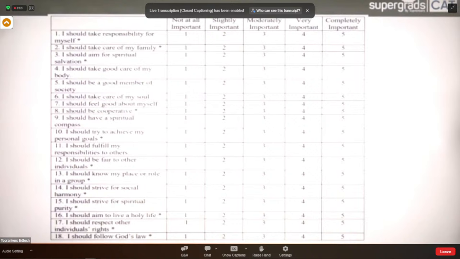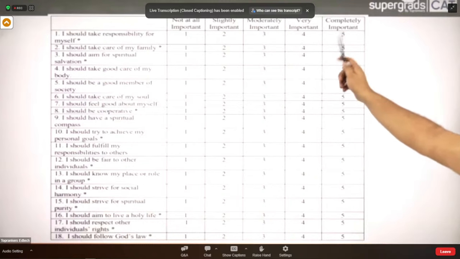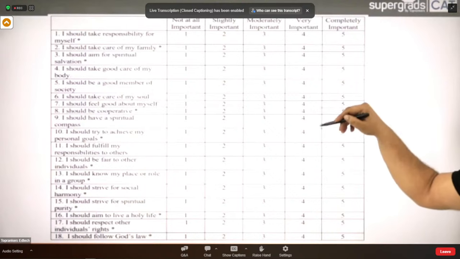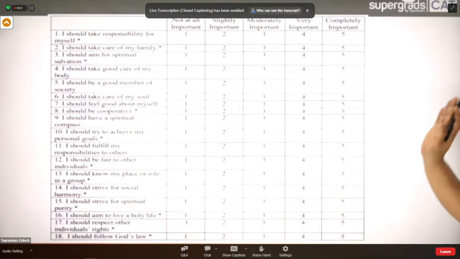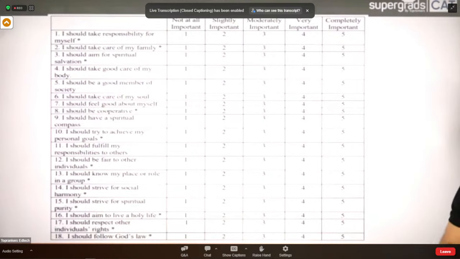You have to mark one by one. When I read the question, all of you would be marking either one or two or three or four or five. One is lowest in priority, not at all important. Two means slightly important. Three means moderately important. Four means very important. Five means completely important. So the first statement is, I should take responsibility for myself.